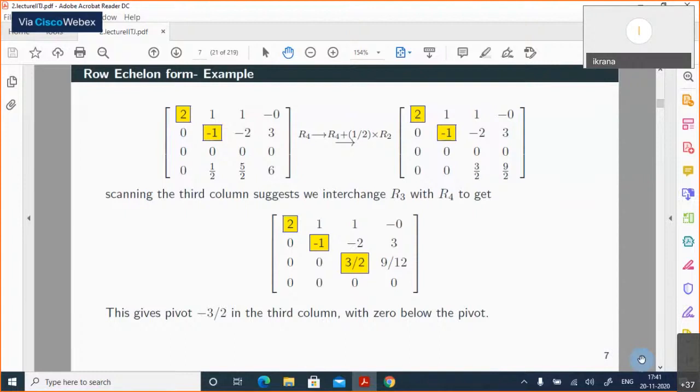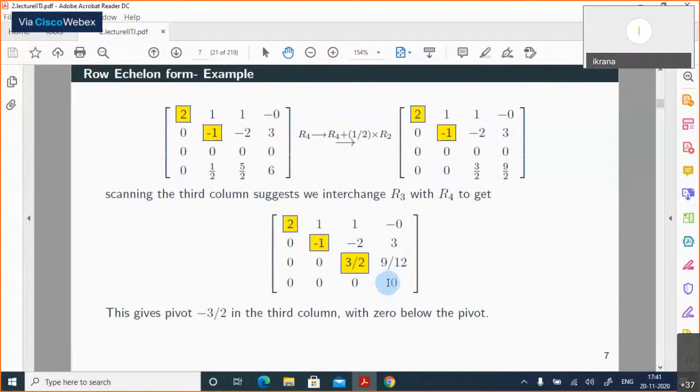So let us check whether this is in the row echelon form. We have got a 4 by 4 matrix, and we've got a number r. r is equal to 3: the first 3 rows are non-zero, and the bottom row is 0. So that number r is equal to 3.